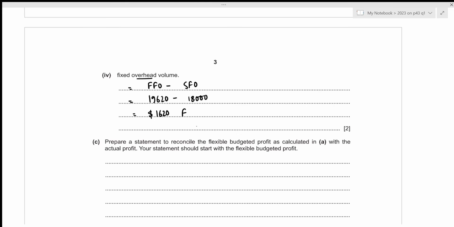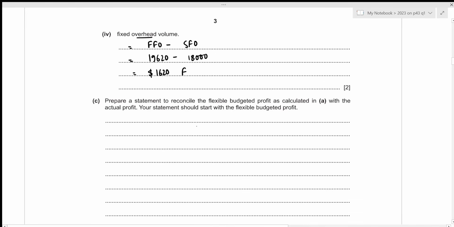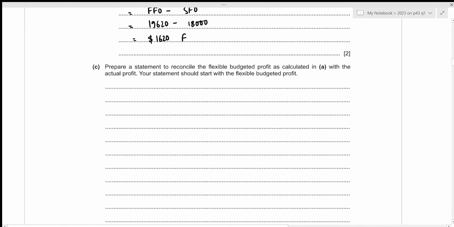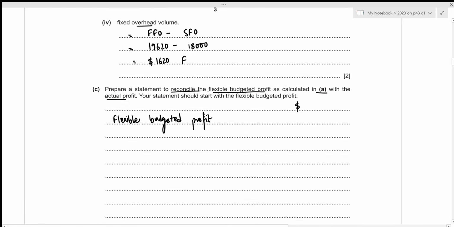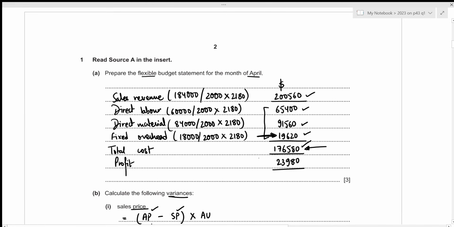And this concludes the second part of this question. Let's move towards the third one. We now need to prepare a statement to reconcile the flexible budgeted profit as calculated in part A with the actual profit. And our statement should start with the flexible budgeted profit. Okay, so let's start with flexible budgeted profit. This we've already calculated in the first part. That's 23,980.